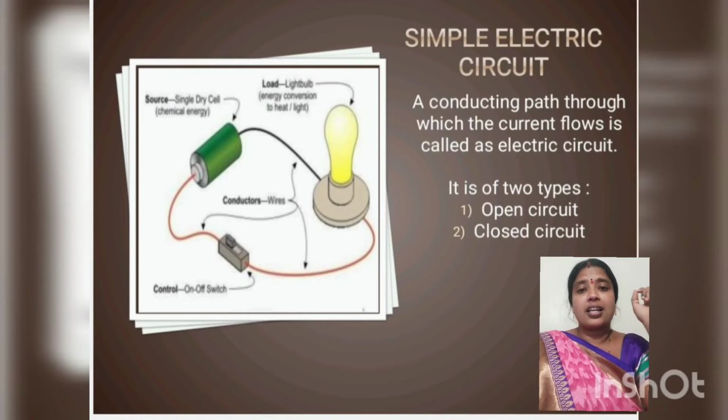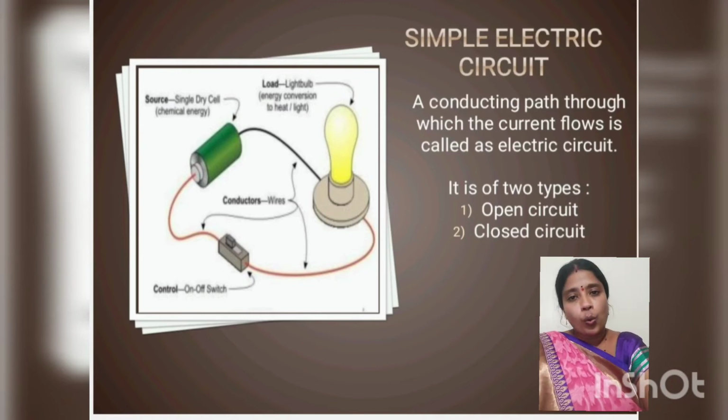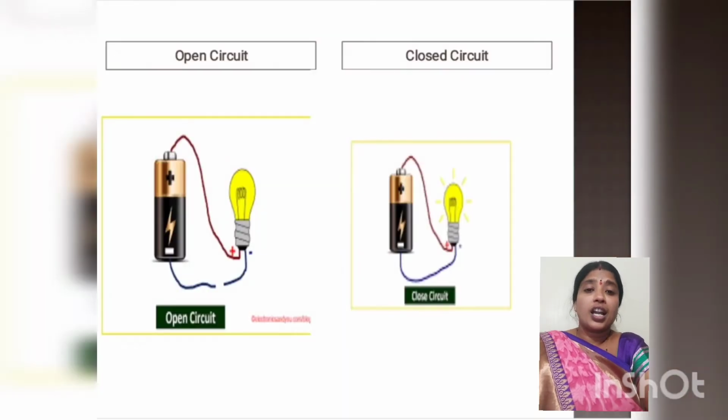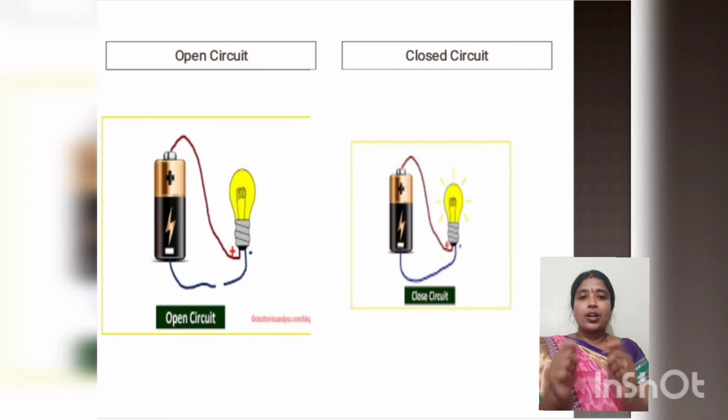Now the electric circuit can be of two types, open circuit and closed circuit. Open circuit: if you connect a switch to control the flow of current, then when the switch is in off condition, it means there is no continuity in the loop. So when you open, it means there is no continuity, and there is no flow of current. And closed circuit means when there is continuity, when the loop is continuous and there is a flow of current.